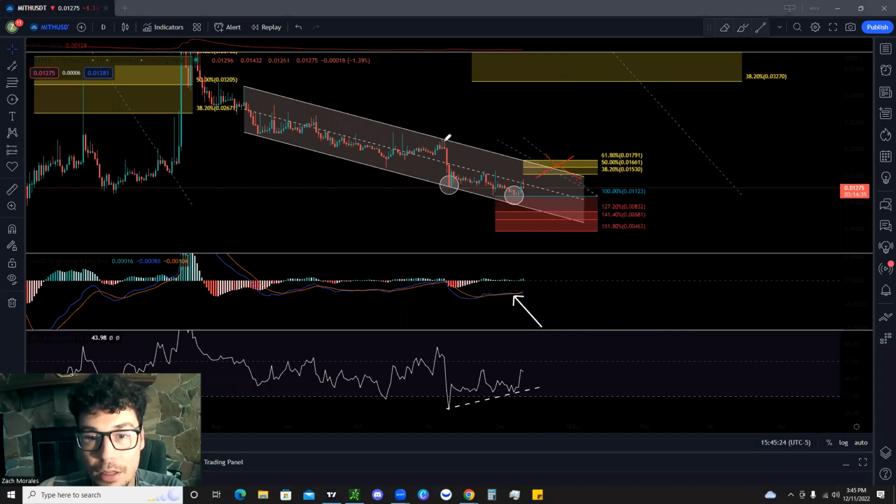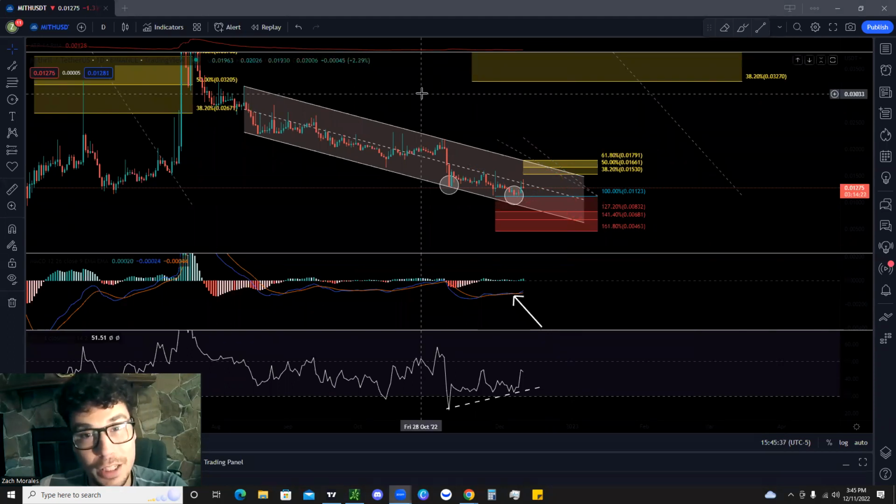We break through these, because otherwise, if we get rejected there, most likely we're going to come back down and retest our breakout support level. And if we break through the support, then we have these three levels to the downside that I went over.